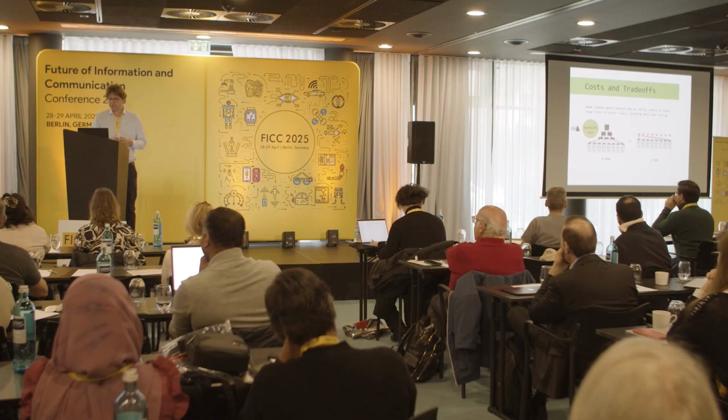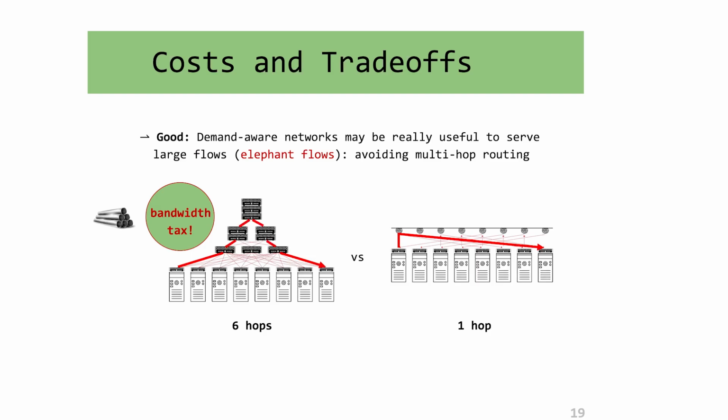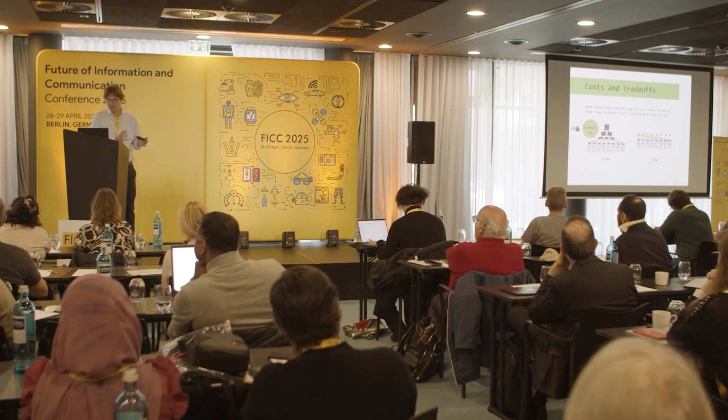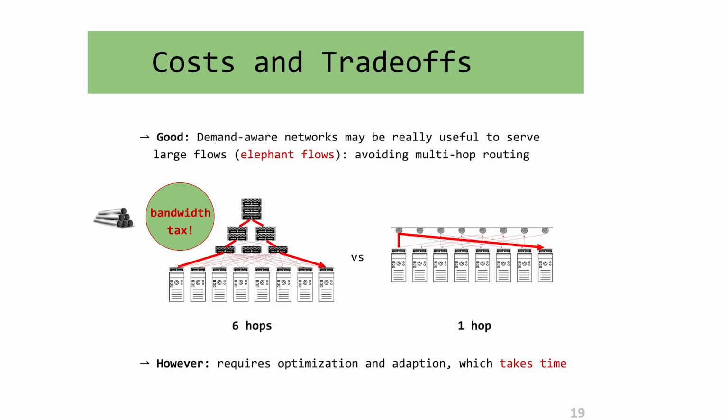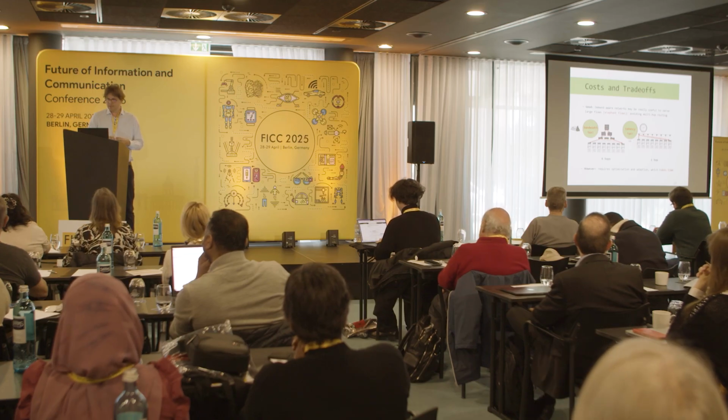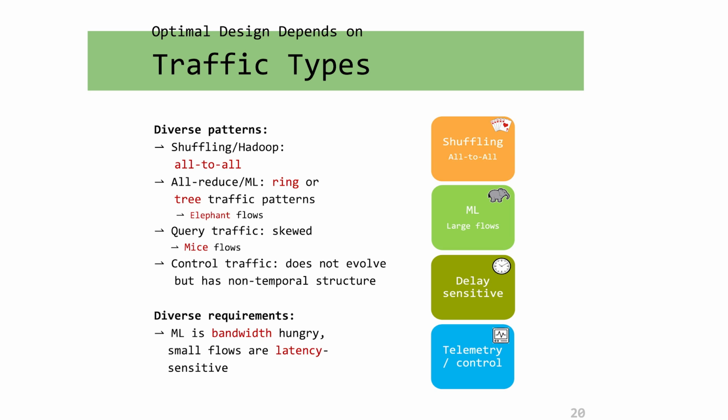But there is a disadvantage of doing these adaptations. It takes time to adapt the data center. Okay, so that's something we have to trade off. On the one hand, we have this bandwidth tax. We have to pay a lot of bandwidth if we don't adapt. But on the other hand, if we want to optimize the network towards this demand, we have to adjust it, and this takes time. So we have something like a latency tax. And now the question is, okay, which technology or which data center flavor is the best for these different traffic types? And you can think what kind of traffic types exist today.